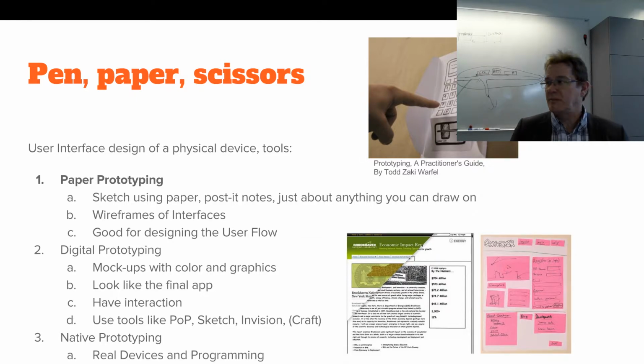Native prototyping usually requires a lot of programming, so it's already quite close to the product. But before that one, there should be tons of paper prototyping and some digital prototyping done before going into the native prototyping. So native prototyping is a little bit more time consuming, and it's not necessarily any more rapid prototyping.